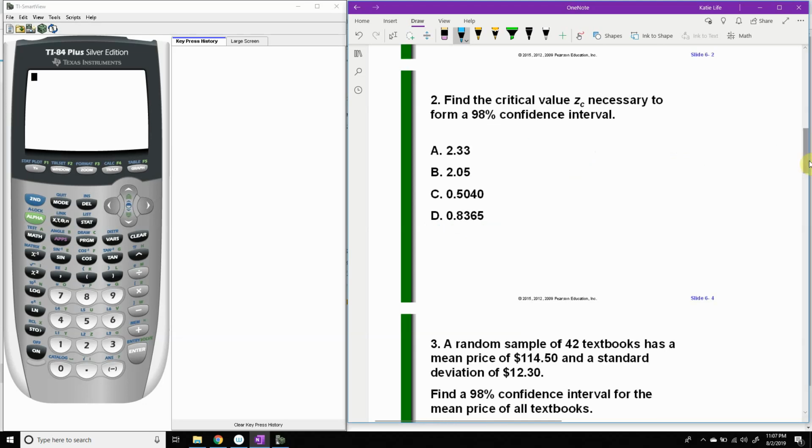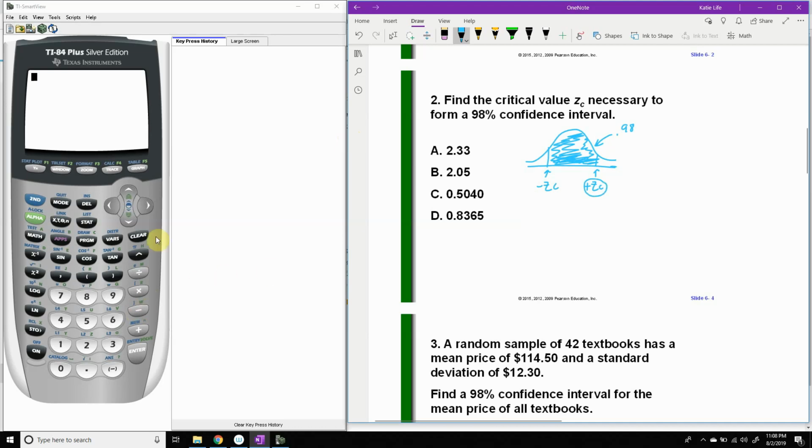Number 2, find the critical value Z sub C necessary to form a 98% confidence interval. Okay, well, we know that confidence intervals consume that middle proportion of our standard normal curve, so I'm looking to shade the middle 98%. So our Z sub C values are going to be here and here. This will be our negative Z sub C score. This will be our positive Z sub C score. To create confidence intervals, obviously we want to add and subtract a positive error, so we're always going to go with the positive Z sub C.